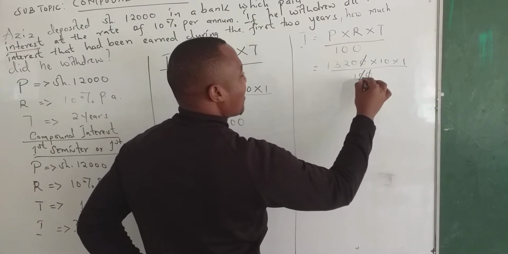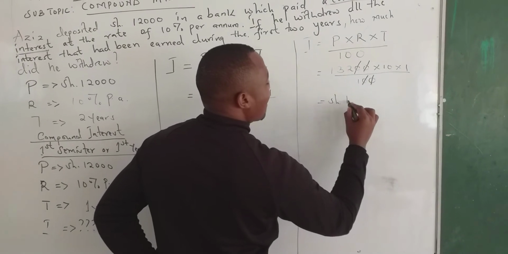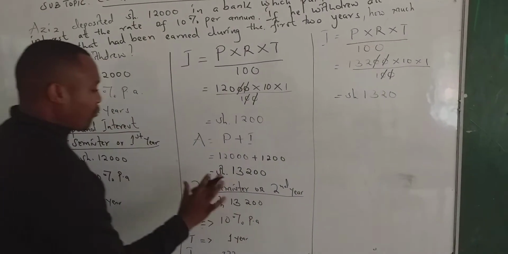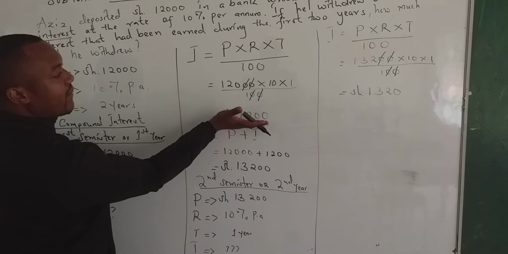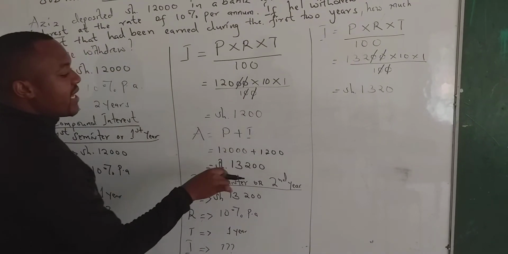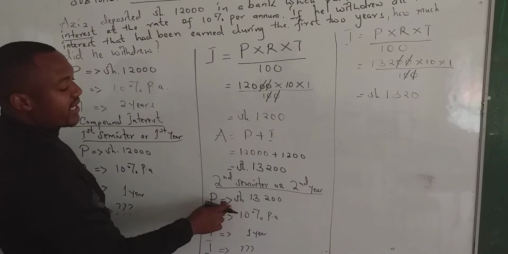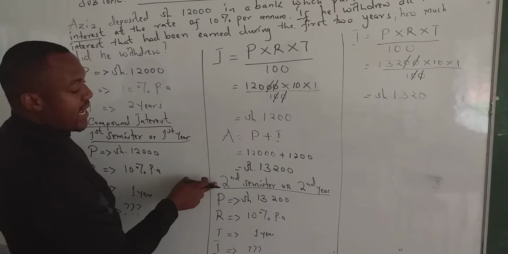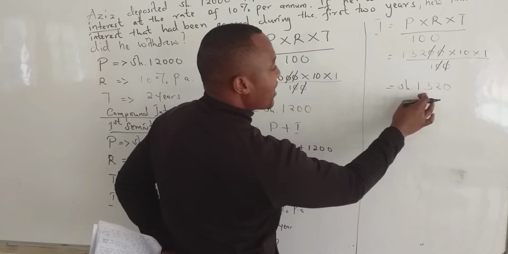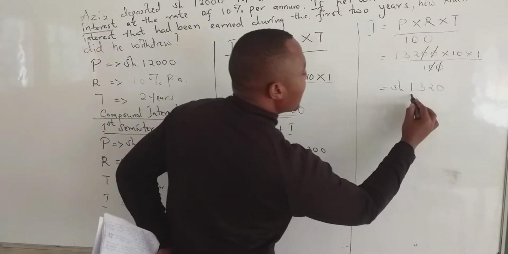0 by 0, 0 by 0. When you multiply 132 by 10, it is 1,320 shillings. So before we continue there, the 1,200 was the interest for our first semester. And then this interest, we have reinvested it by adding to the principal so that we get another new principal to be used in our second semester, where we have gained an interest of 1,320. So in the first year, we developed this interest. In our second year, we developed this interest.